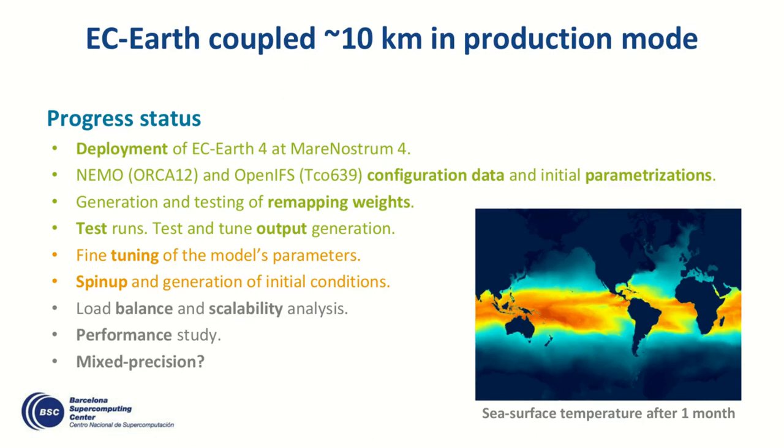We are now in the process of finishing this configuration. We already deployed the configuration in the new system, Milestone 4. We already created this configuration with an initial parametrization that, of course, will be fine-tuned. We generated all the necessary data to interchange information between the two grids. We did test runs, and we tested the output generation. We can do output from the two models at the same time using the XIO servers.